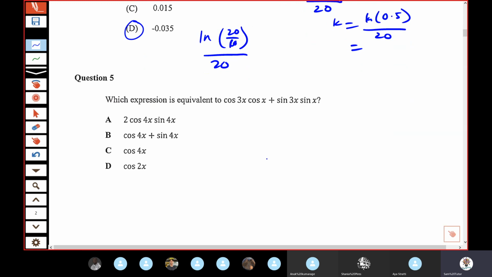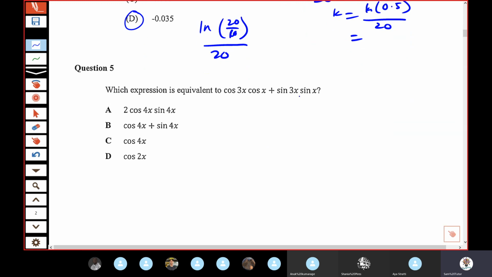Question 5. Which expression is equivalent to cos plus sin? For those who are in the Thursday class, you probably just remember this. We went through a little bit of that. Cos plus sin is cos A minus B. A minus B, yeah, because it's plus already. So then cos 3x minus x. Nice and easy. Finish it off. Answer's D. Very good.